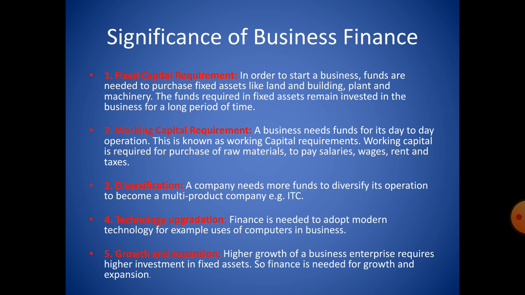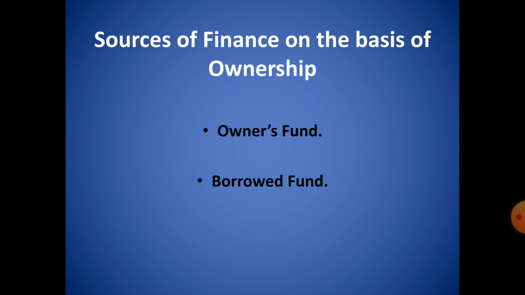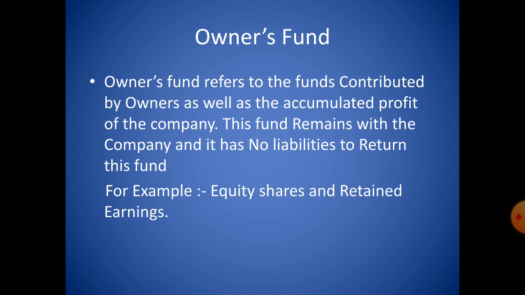Next one is the sources of finance on the basis of ownership. The two funds which are generally used here are owner's fund and borrowed fund. So we will discuss these one by one. Okay, so here is the owner's fund. Owner's fund refers to the fund contributed by owners as well as accumulated profit of the company. This fund remains with the company. It has no liability to return. For example, equity shares and retained earnings.